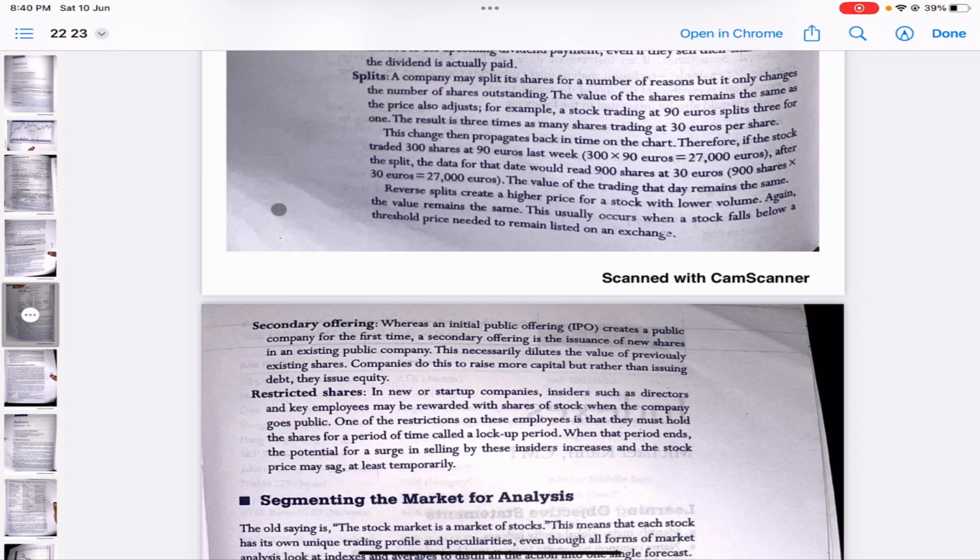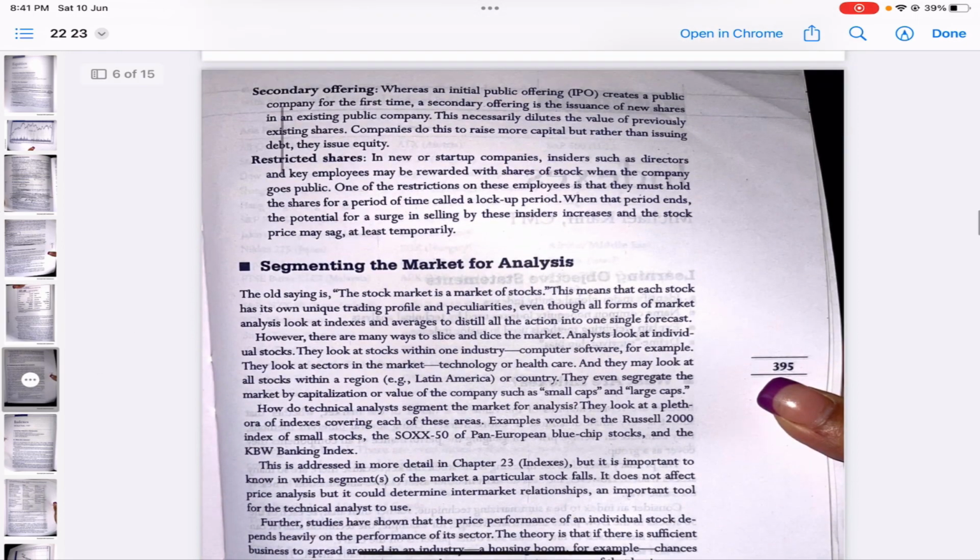What are reverse splits? Reverse splits create a higher price for a stock with lower volume. Again, the value remains the same. This usually occurs when a stock falls below a threshold price. So a reverse split basically is creating a higher price for a stock with lower volume. So this is just joining the splits, right? This is the other way around. So that is my reverse split.